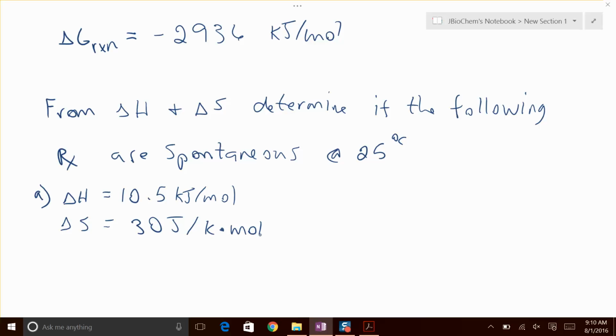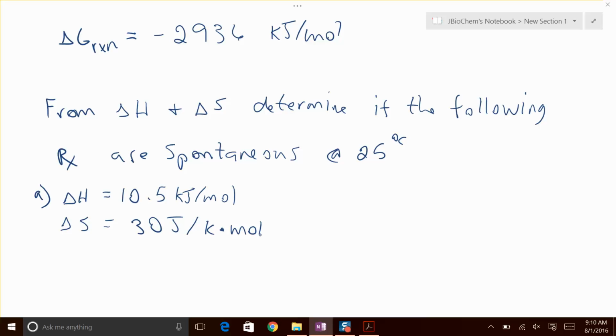These are both positive, right? Signs are the same, so it's temperature dependent. If the signs are opposite, then the sign of delta G is the same as the sign of delta H. Okay? So I can predict that. So if this was positive, negative, then this would be non-spontaneous at all temperatures because delta G would be the same as the sign of delta H. Okay?